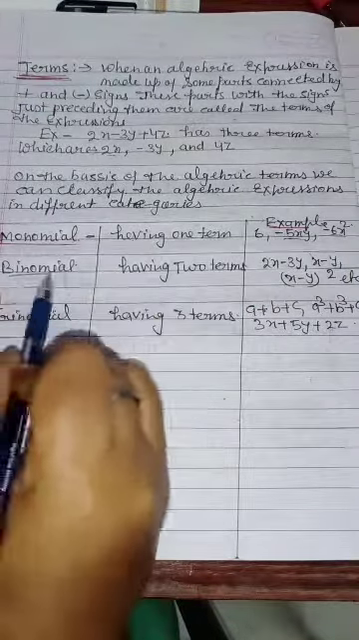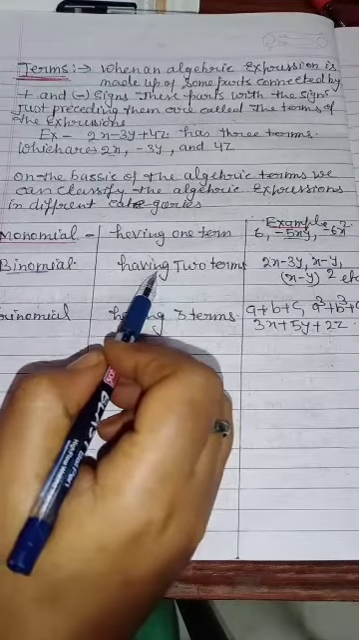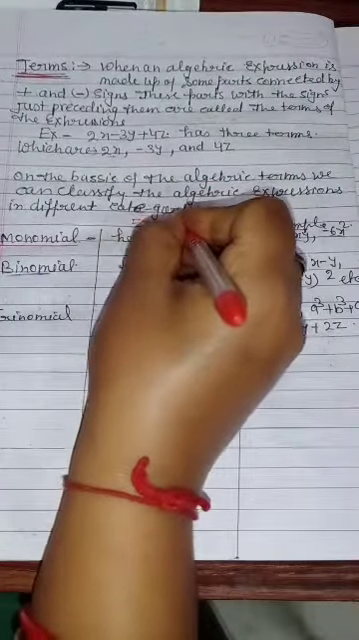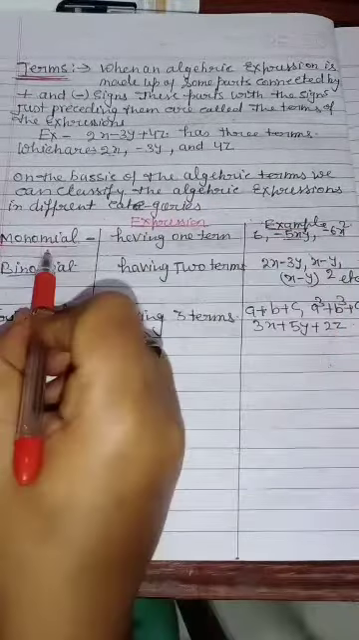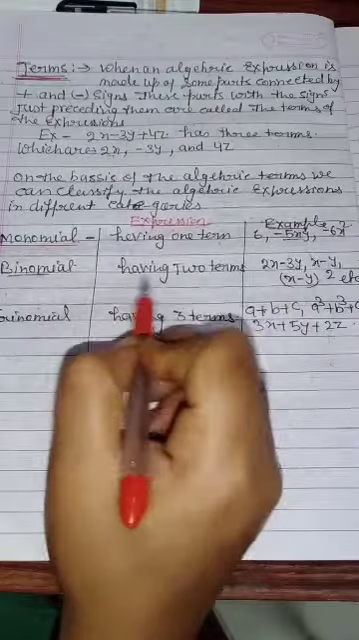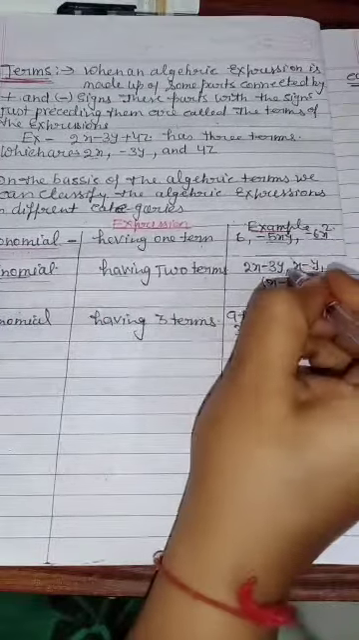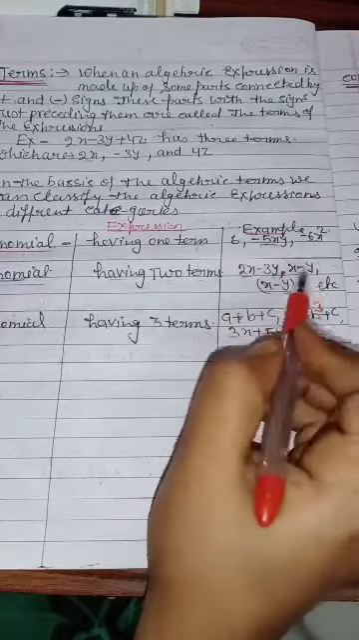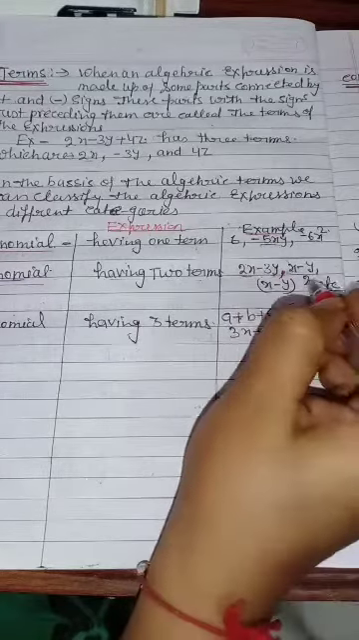Then binomial: the expression having two terms. Here I am writing expression, because that is what we are talking about. So an expression having one term is a monomial, and an expression having two terms is a binomial. I am taking examples also. See 2x minus 3y, two terms are there. x minus y, two terms again. x minus y whole square.